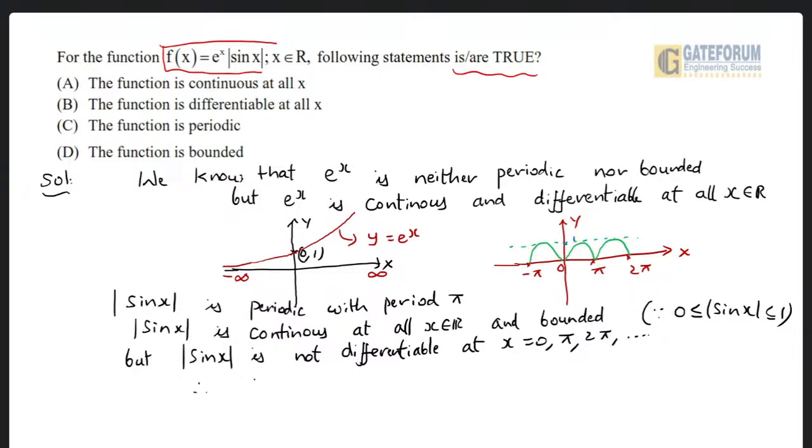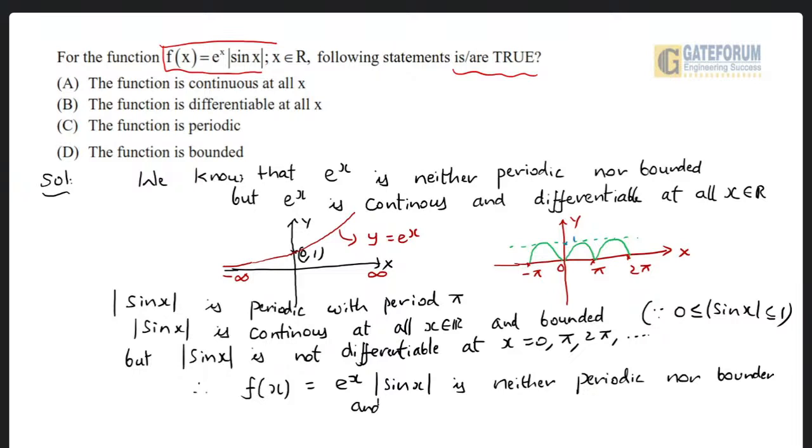So finally, the conclusion. Therefore, f of x is equal to e power x into mod sin x is neither periodic nor bounded, and is not differentiable. And is continuous.